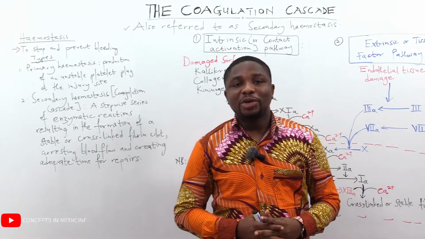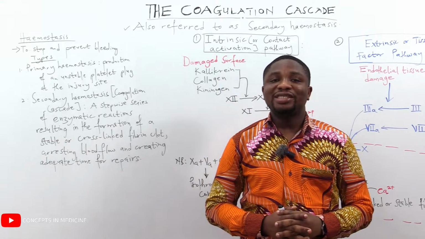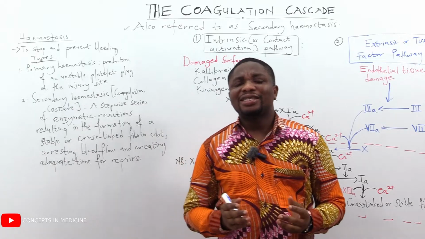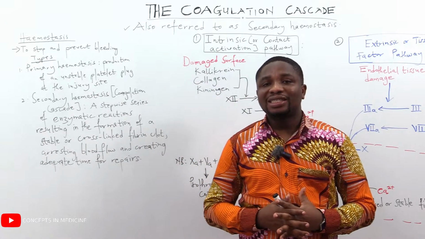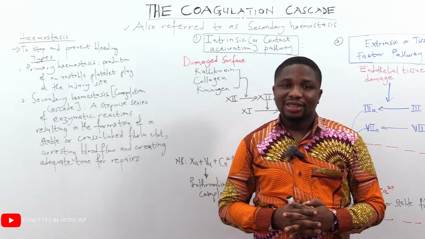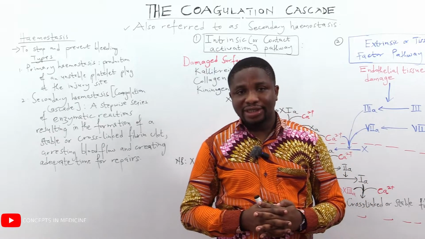In today's tutorial, we are going to be looking at the coagulation cascade. The coagulation cascade is also referred to as the secondary hemostasis. So with that, let's talk about hemostasis.